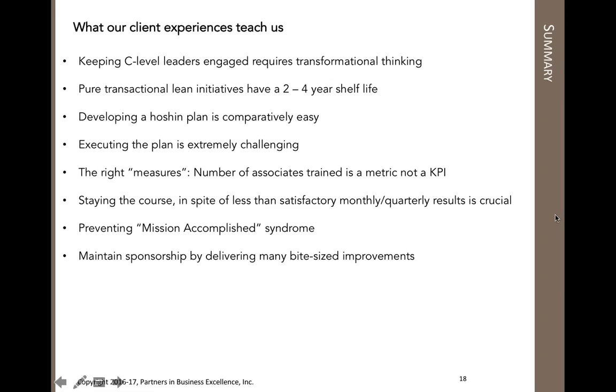So one of the challenges in healthcare is frequent churn or turnover in the C-suite, yet the C-suite has to own the strategy deployment process. Any thoughts on how to mitigate this?